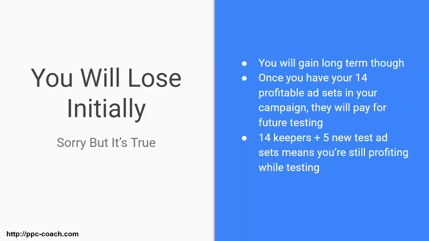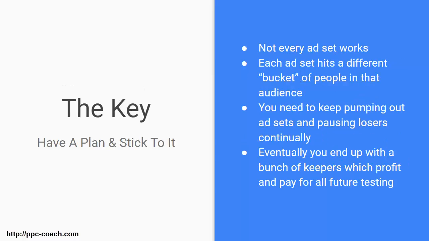Okay, once you have your 14 profitable ad sets in your campaign, they will pay for future testing and put some money in your pocket. If you have 14 keeper ad sets plus 5 new test ad sets on say day 15, that means you're still profiting while you're testing. So that's what you want to get. That's kind of like the tipping point. When you have more profitable ad sets running than you're testing, that's when you've got a solid campaign going.